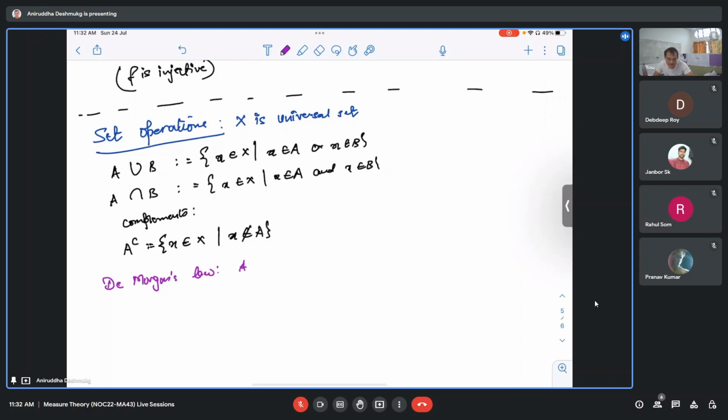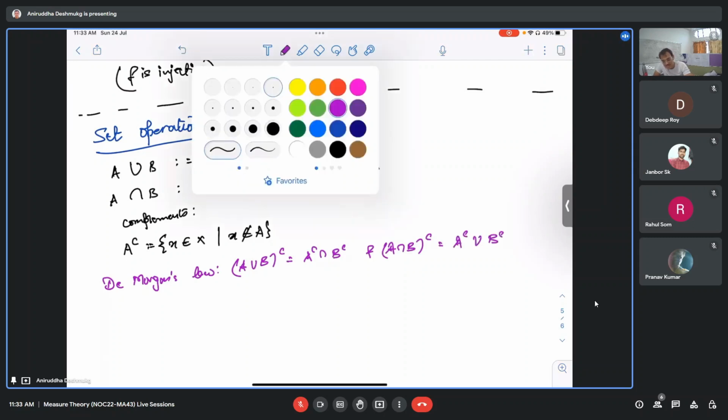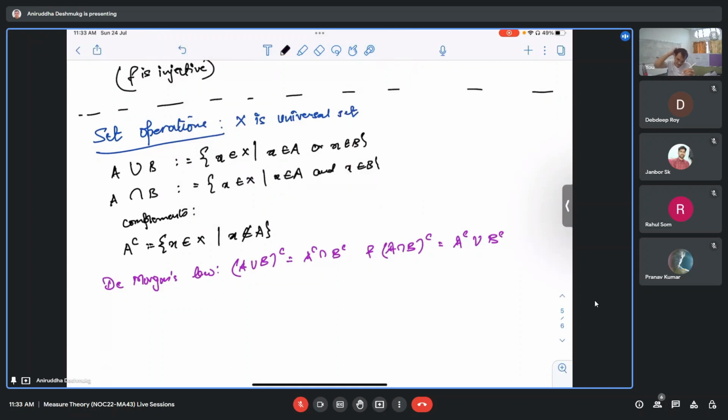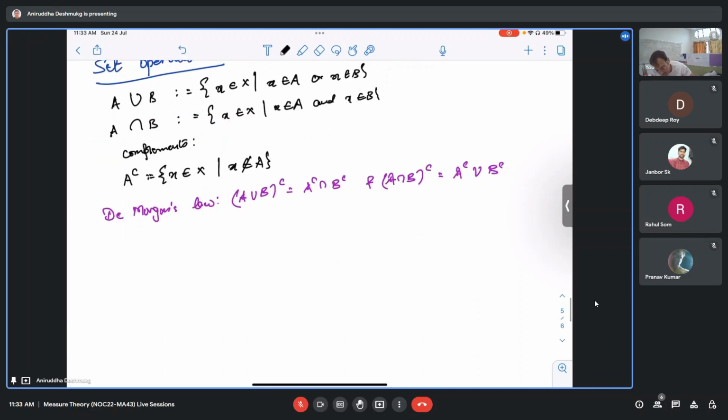What it says is that if you take the complement of a union, then it becomes the intersection of the complements. And if you take the complement of the intersection, then it becomes the union of the complements. And then there are other laws as well, like the law of excluded middle: the union of A and A complement is all of X, the intersection of A and A complement is empty, and so on. So what we are interested in is what happens if we start taking infinite unions and infinite intersections.